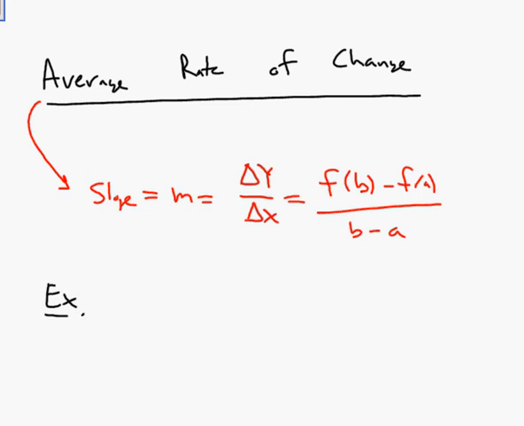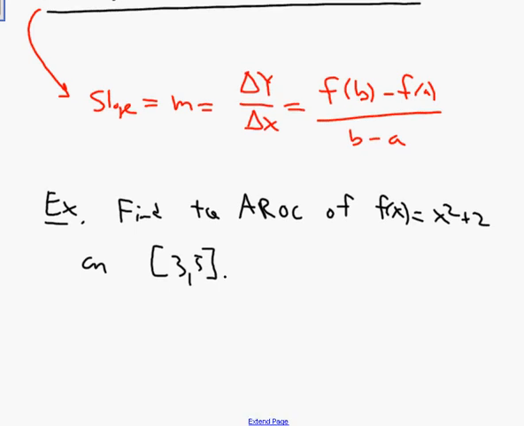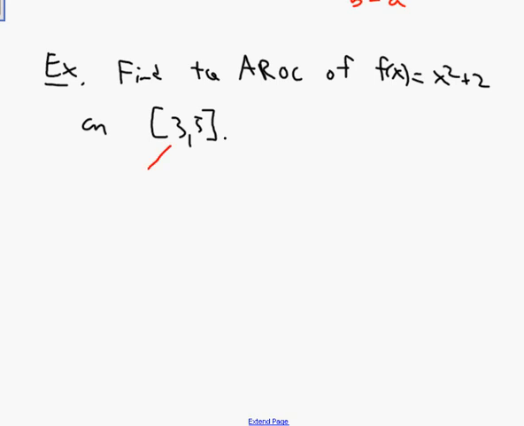So our first example is going to be: find the average rate of change, which I will abbreviate AROC, of f of x equals x squared plus 2 on the interval 3 to 5. Okay, so here's how we proceed. This 3 is going to be a, and that 5 is going to be b. That's typically how we acknowledge things.